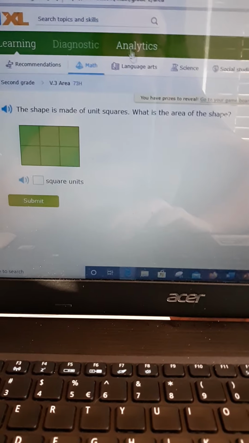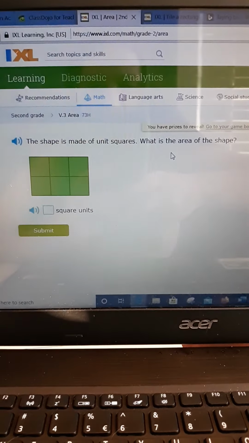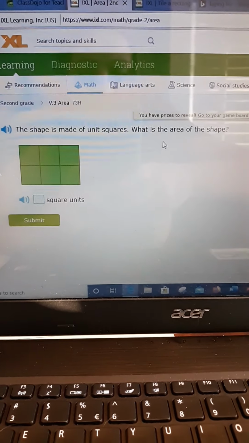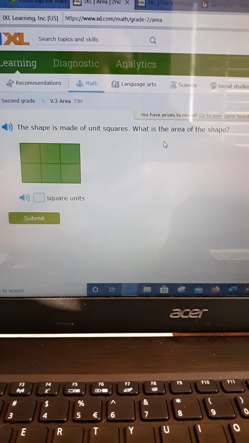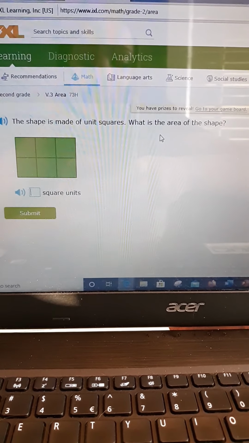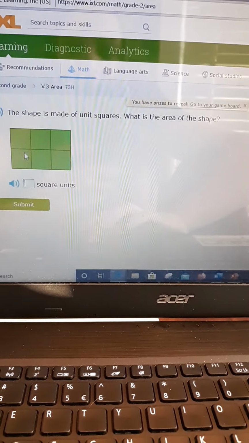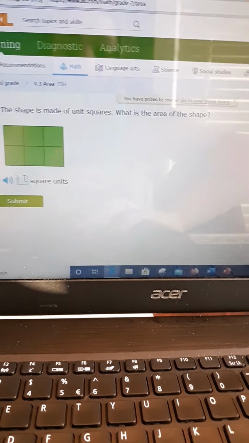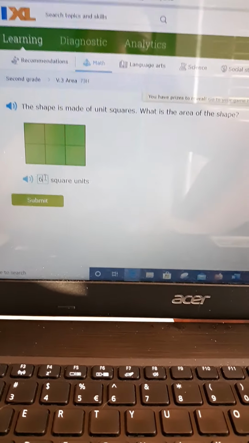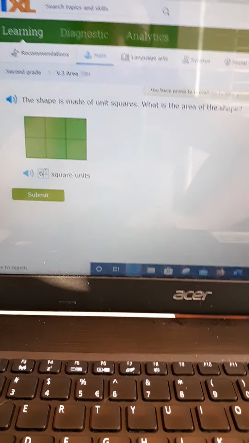Then I want you to go on and you're going to be looking at shapes. It says this shape, your next IXL, you're just finding the area surface of the shapes. This shape is made of square tiles. What is the area of the shape? So you're going to count the tiles. 1, 2, 3, 4, 5, 6. So you have 6 square units. So the area of this shape is 6 square units.